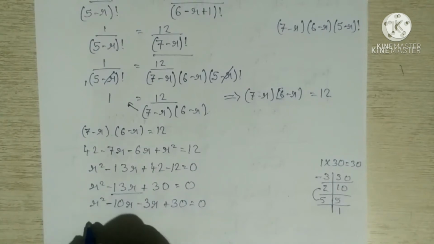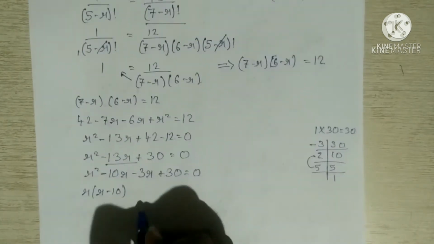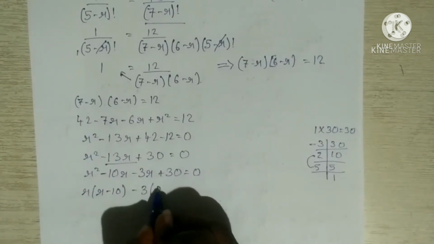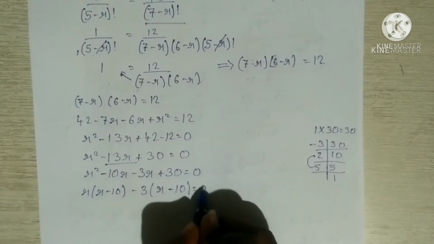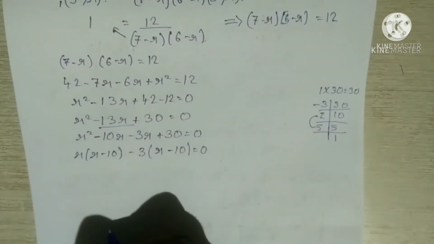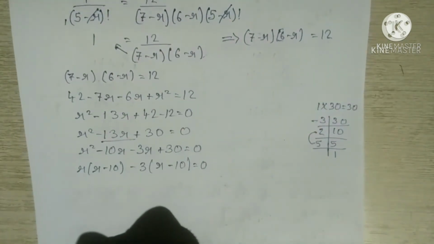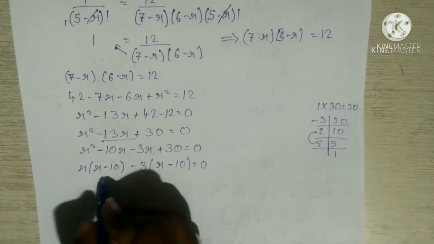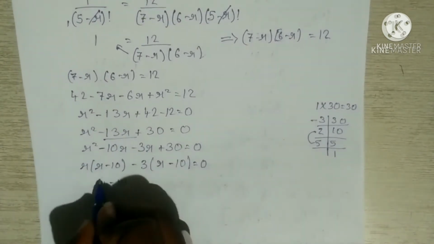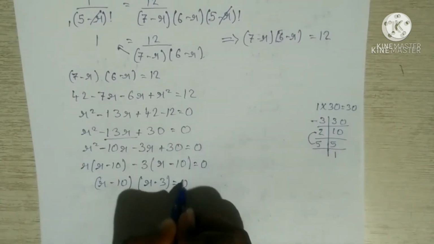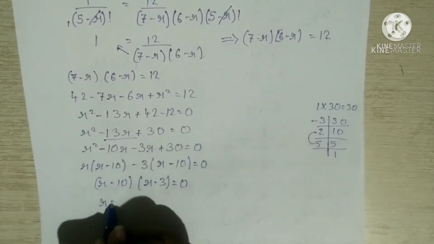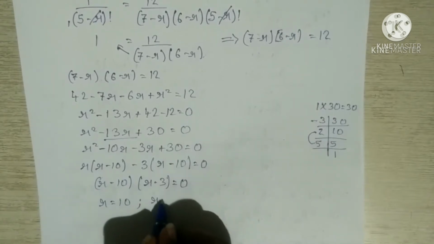Take r common: r(r-10), take minus 3 common: minus 3(r-10) is equal to 0. You will get (r-10) into (r-3) is equal to 0. So r is equal to 10, r is equal to 3.